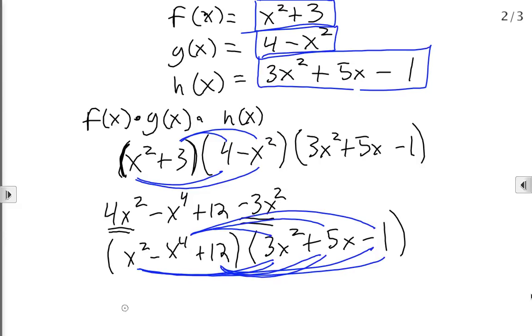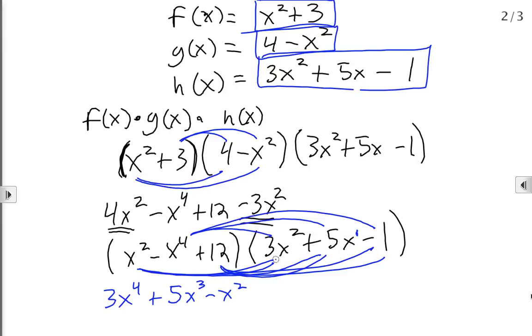X squared times 3x squared. So you multiply the numbers. This is 1 times 3 is 3. X squared times x squared is x to the 4th because you add the exponents. All right, let's distribute x squared to 5x. 1 times 5 is 5. And then x squared times x, remember that's a silent 1 for the exponent, so 2 plus 1 is 5x cubed. X squared times negative 1, that's just negative x squared, so that's pretty easy.